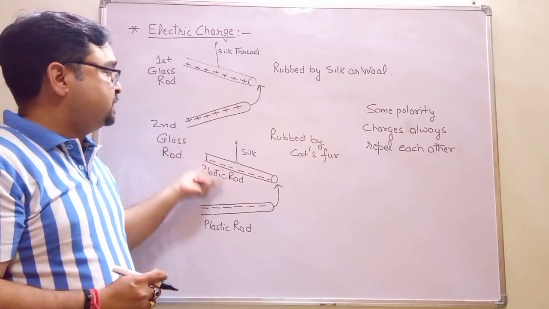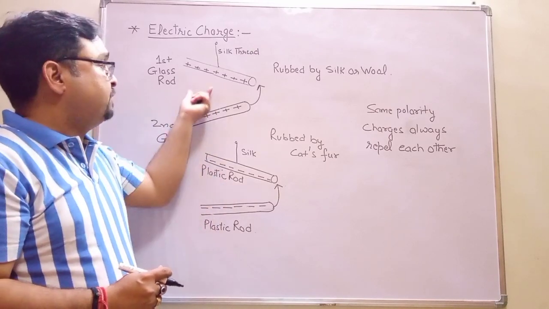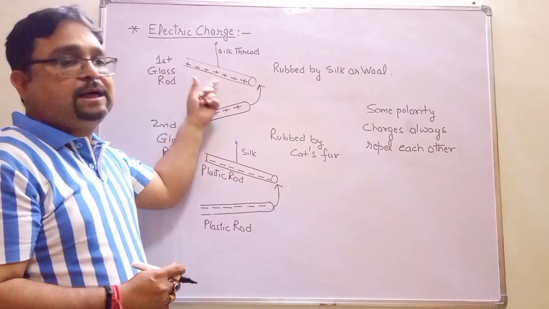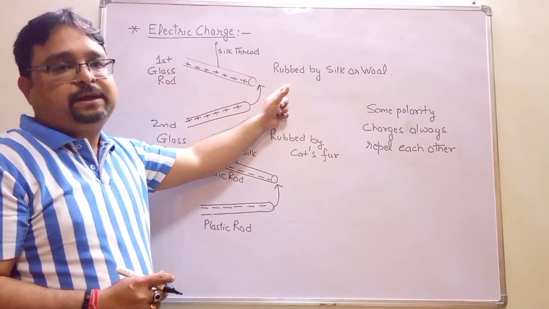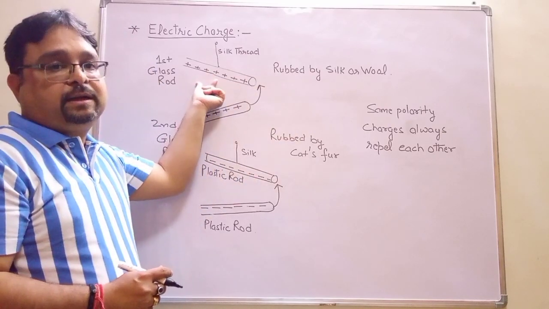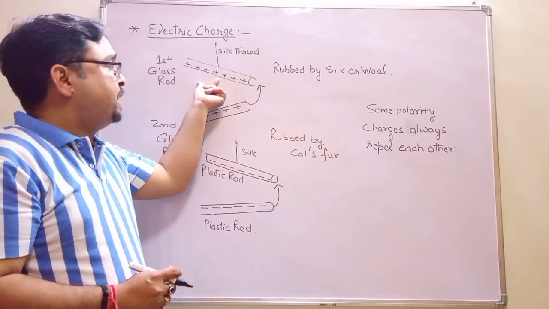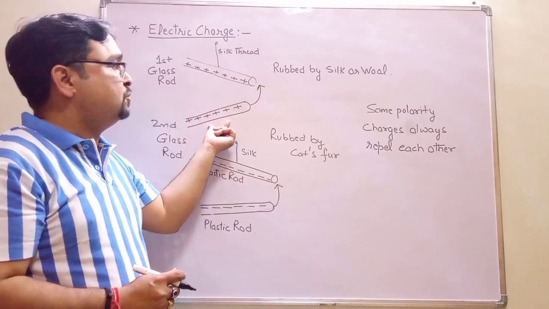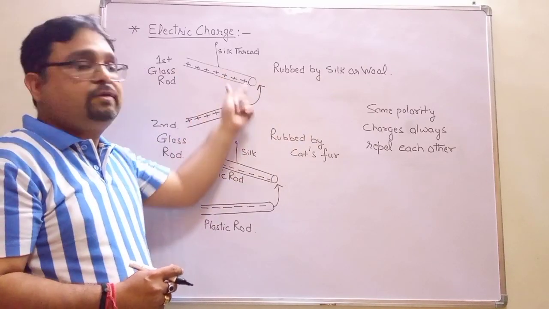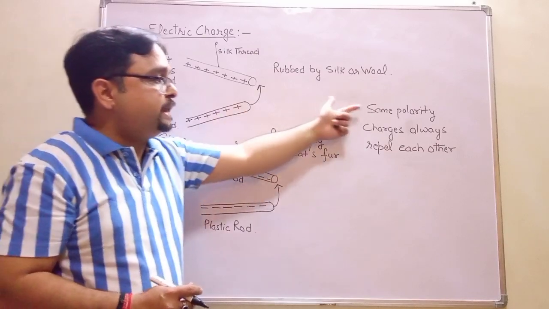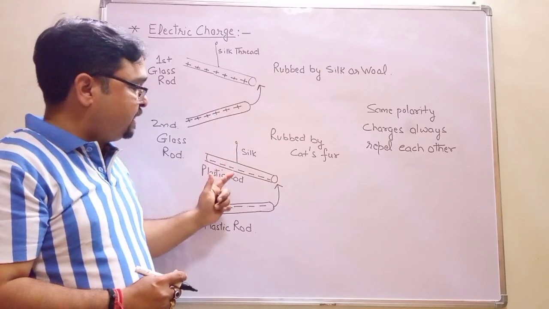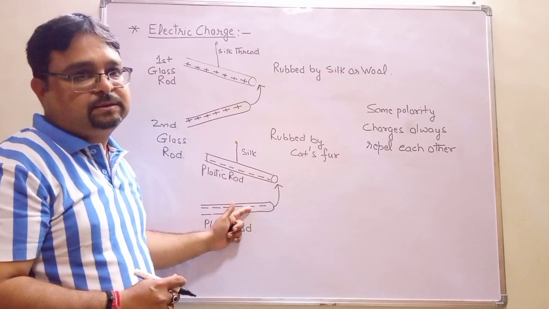And from this experiment, which was done in Greece, it was observed that a body is charged when it is rubbed with some other material. A glass rod, if it is rubbed by silk or wool, gets positively charged. And if another glass rod rubbed with silk or wool is brought closer to the first rod, then both rods will repel each other. So we can conclude same polarity charges always repel each other. Positive charge will repel positive charge. Similarly, negative charge will repel negative charge.